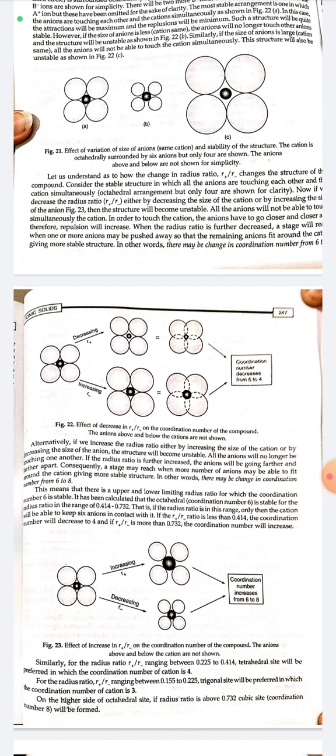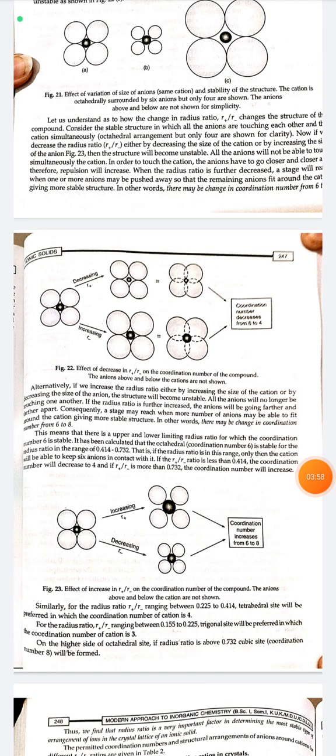Consider the structure in which all anions are touching each other and they form an octahedral arrangement, but only 4 are shown for clarity. Now if we decrease the radius ratio, either by decreasing the size of the cation or by increasing the size of the anion, the structure will become unstable. All anions will no longer be able to touch the cation simultaneously. In order to touch the cation, anions go closer and closer, therefore repulsion will increase. When the radius ratio decreases further, a stage will appear when one or more anions may be pushed away, so the remaining ions fit around the cations, giving a more stable structure. In other words, there may be a change in coordination number from 6.